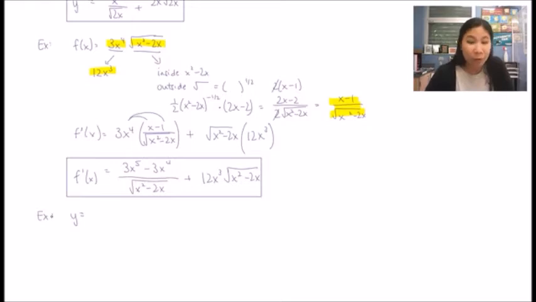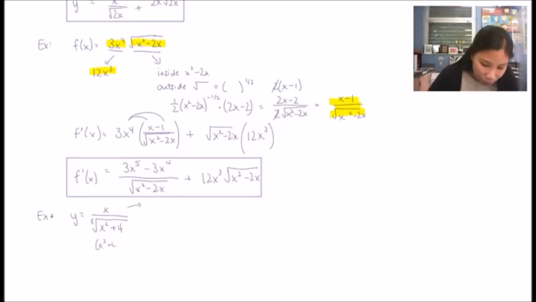Okay, so now let's try one with the quotient rule instead of the product rule. So this time, let's do y equals x over the cube root of x squared plus 4. Okay. So very clearly, I need quotient rule because I've got the fraction. But then I also need chain rule because on the bottom, we've got stuff inside the radical. And again, I don't like radicals, so let me rewrite that as x squared plus 4 raised to the 1/3 power. And then I'm going to find the derivative of the top and derivative of the bottom so that I can use my quotient rule.